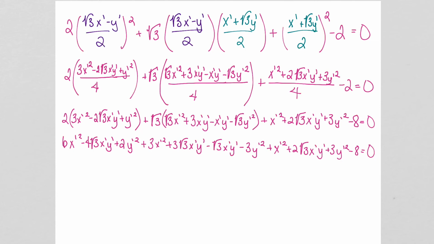Okay, next step is to get rid of some stuff, which is nice. We can cancel some things out. So I'm going to look at my x squareds first because we're combining like terms. So there's our x squareds. We've got 6, 3, and 1. So 6 plus 3 plus 1 is 10 x prime squared.